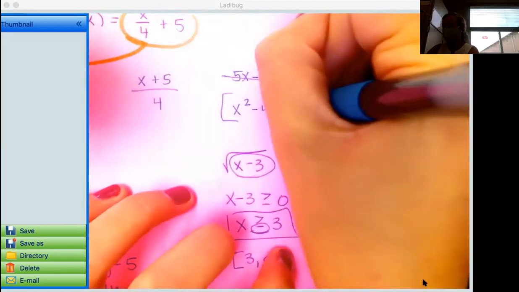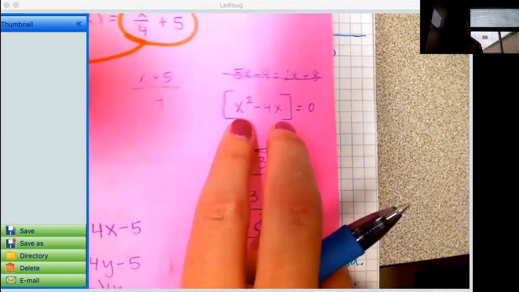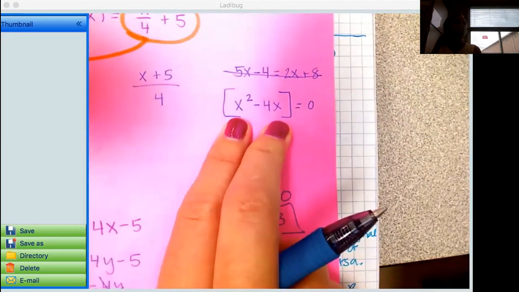Will it help if I set it equal to 0? How do you get 1x? How do you find x? It's in 2 different places. So that's what makes it tricky.